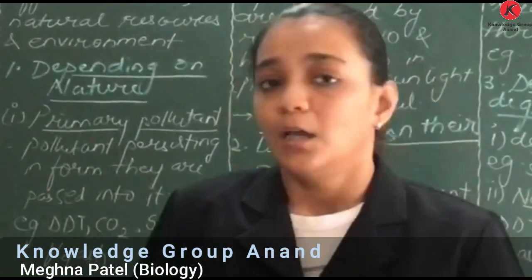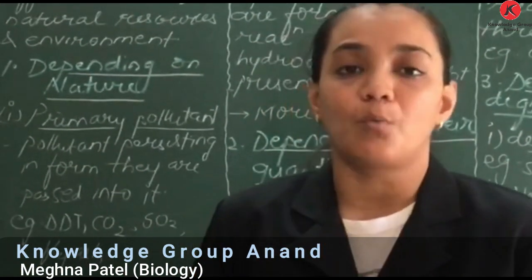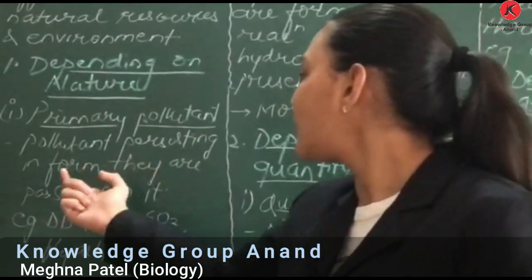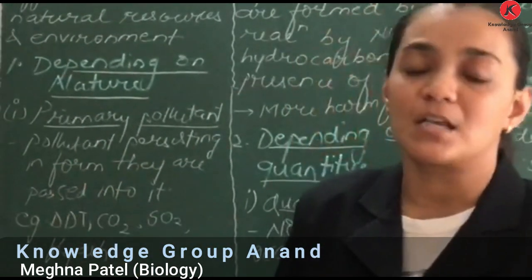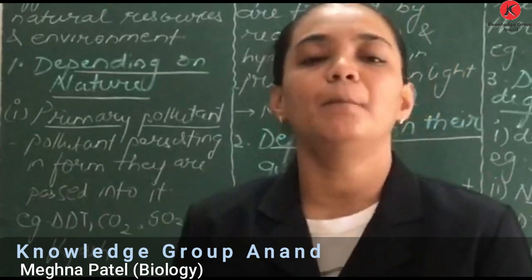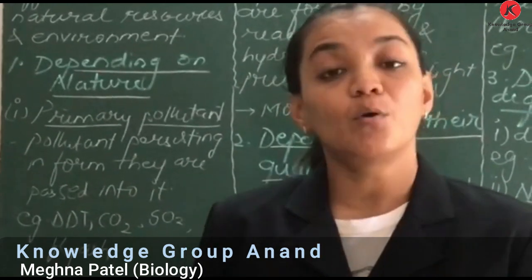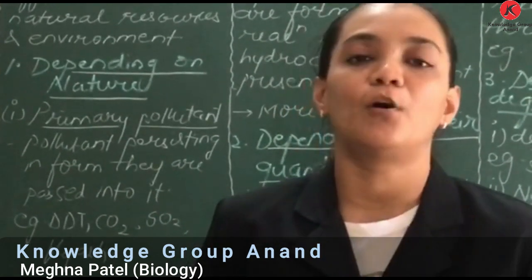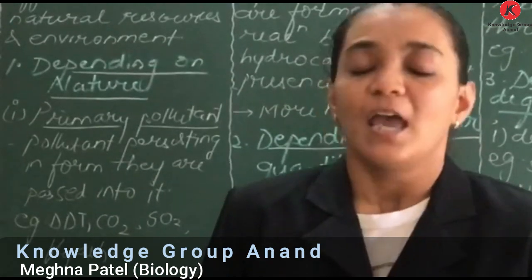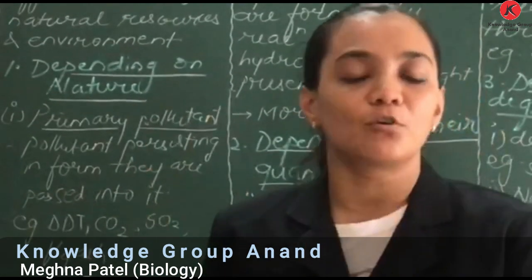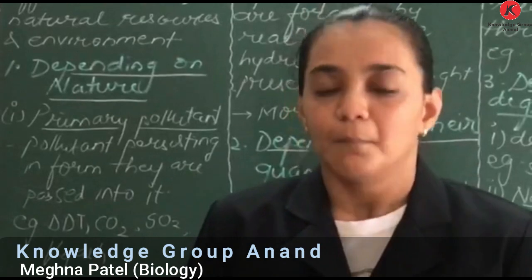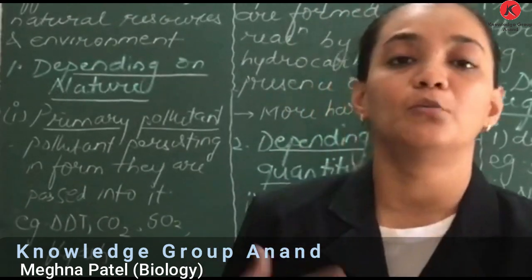A primary pollutant is one which remains in the same form as it is released. That means the form in which it came into the environment, it will remain in that same form, and there will be no change in its form. Such pollutants are released from sources, but they do not get modified or changed.